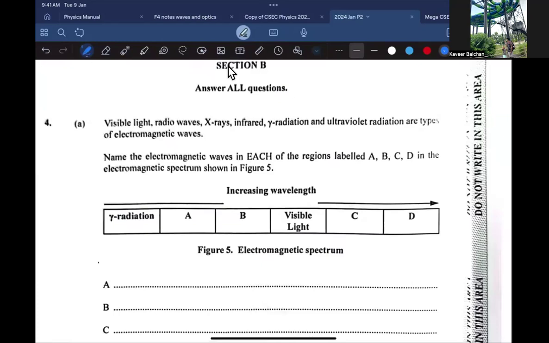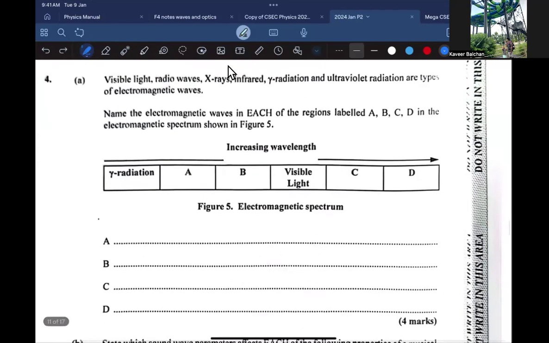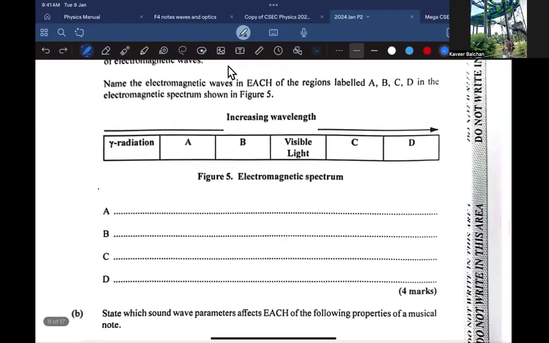Visible light, radio waves, X-ray, infrared. What was that symbol like? Okay, this is gamma radiation. Gamma radiation and ultraviolet radiation are types of electromagnetic waves. Name the electromagnetic waves in each of the following regions labeled A, B, C, D in the electromagnetic spectrum shown in Figure 5. So again, we know that this is gamma.